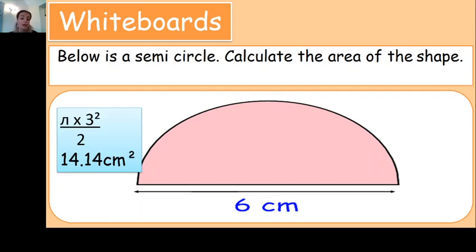So we'd do pi times 3 squared, but we'd need to divide our answer by 2 because this is a semicircle, it's half of a circle. So we have to halve our answer. So it's pi times 3 squared divided by 2 gives us an area of 14.14 centimetres squared.